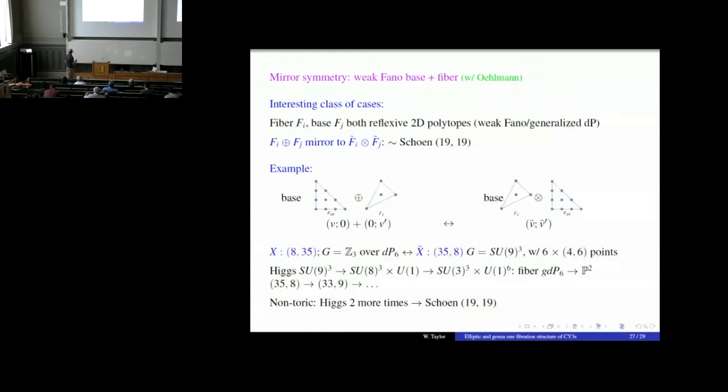So as an example, if we take the base to be F16, which is essentially a generalized Del Pezzo 6 with 6 minus 2 curves, the fiber is a P2, then the mirror of that is something with a base P2 and a fiber like this, but now the fiber is stacked over all points on the base here, whereas the fiber lives over the middle point here. And so we can compute the Hodge numbers. This guy has Hodge numbers 835. It's got a Z3 discrete gauge group over DP6.